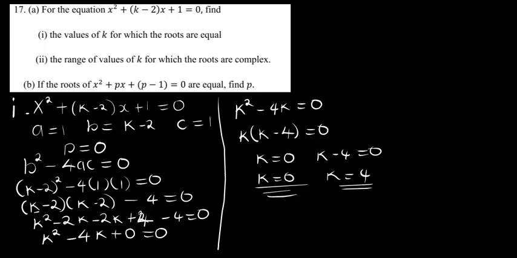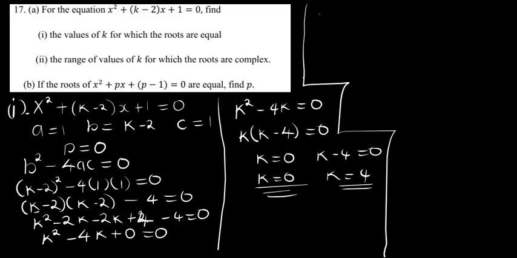Now, if you check out the second question, they're telling us to find the range of values of k for which the roots are complex. So in here, they've put that the roots are complex. What do we understand when they say the roots are complex? This is a point where the discriminant is less than 0.